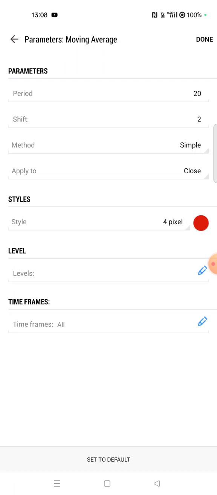Number 1 will be moving average. The period will be only 20. The shift, here is the catch, the shift is 2. At first he gave only 0, and then I tried 1, not so good, and then I used 2. This one seems the best. The method I didn't change, it was simple, and apply to was still the same, close. Then I used the red color and 4 pixel.